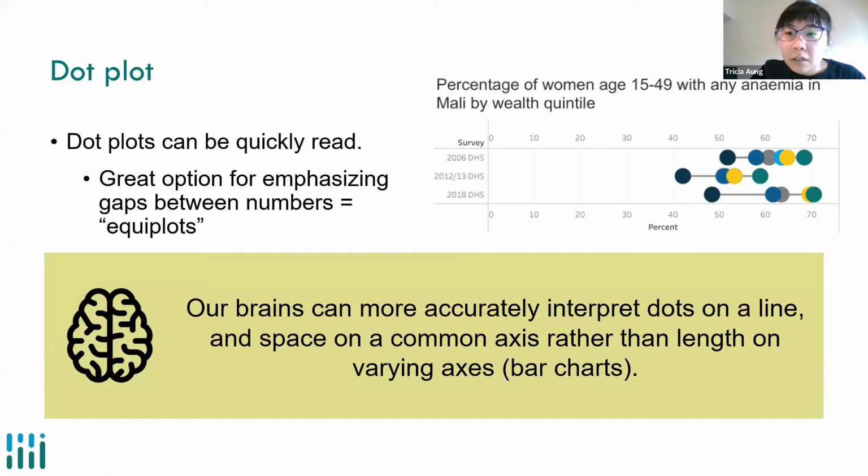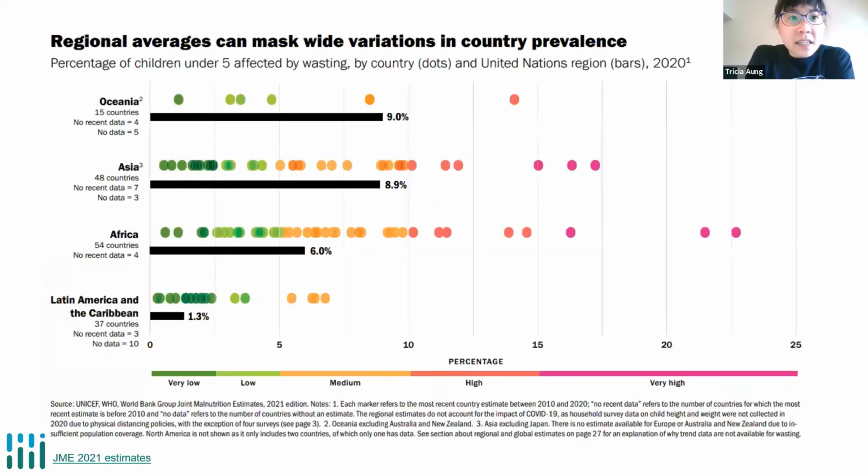For example, I could notice how in the 2006 DHS, the length of the line between the poorest and the richest dots, so the dark blue and the green, is shorter than the length of the line in 2018. So in terms of interpretation, that suggests the inequity is getting worse. The gap in coverage estimates among the poorest and the richest is getting longer.